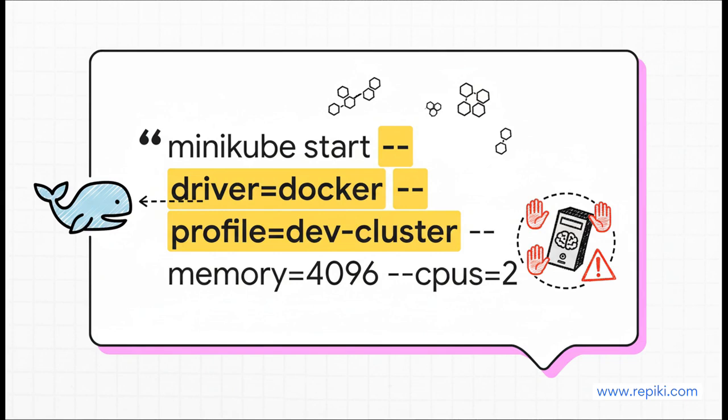Let's walk through it. We're telling it to use the Docker driver, which is usually a good bet for performance. We're also giving it a unique profile name, dev-cluster, which is awesome because it lets you run multiple, totally separate Minikube clusters at the same time. And this last part is crucial. We're setting memory and CPU limits right from the start to make sure it doesn't just hog all our resources and slow our laptop to a crawl.